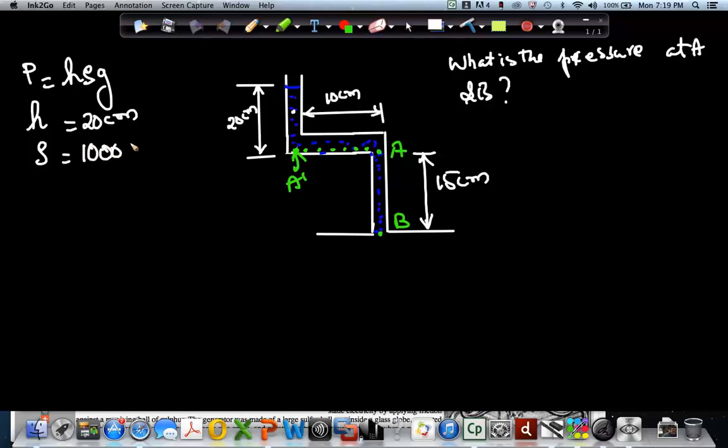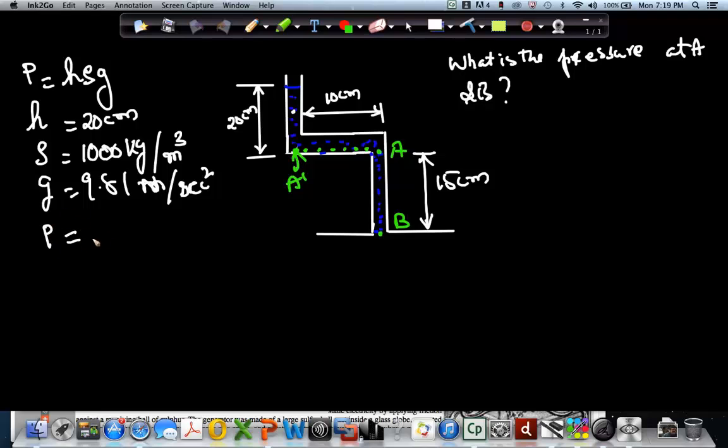Density of water is 1000 kg per... What is the unit of volume? Think. Meter cube. Yes. So 1000 kg per meter cube. G is 9.81 meter per second square. So you know all these.